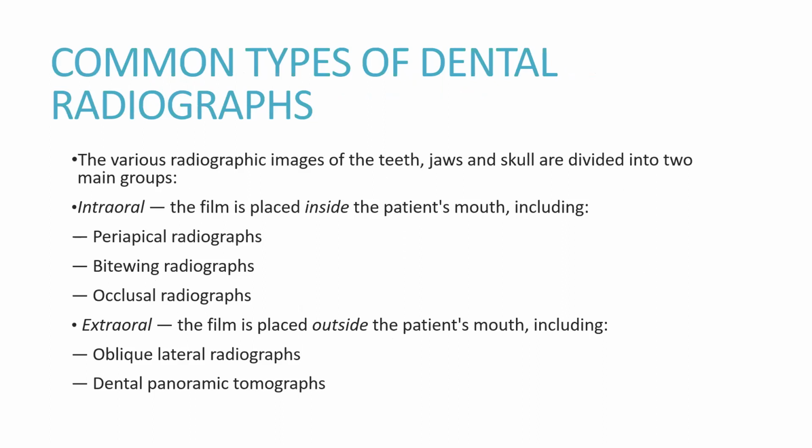So the common types of dental radiographs that are used: we have intraoral and extraoral. For the techniques that we use for the intraoral, obviously the film is placed inside of the mouth. The different types we have are the periapical radiographs, the bitewing, and the occlusal, right? And for the extraoral, just to name two, we have the oblique lateral and the dental panoramic tomograph, right? There's more than two for the extraoral. I only listed two here, right? So we'll go through all of these techniques as we go along.